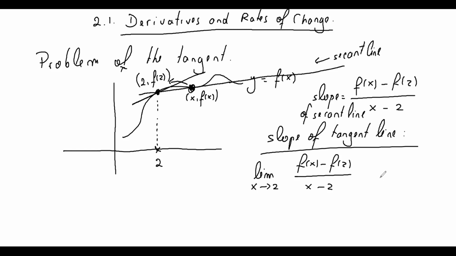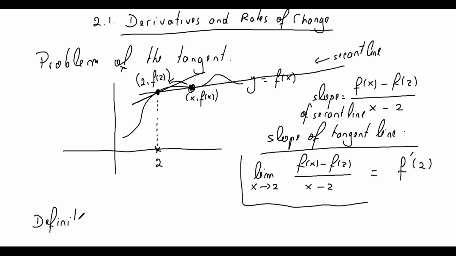We will do a similar calculation today, but before we do that, let me just point out that this number here, this limit that we calculate here, is called the derivative of f at 2, and it's denoted with a prime sign as an exponent to the function f. So we're going to define the definition.